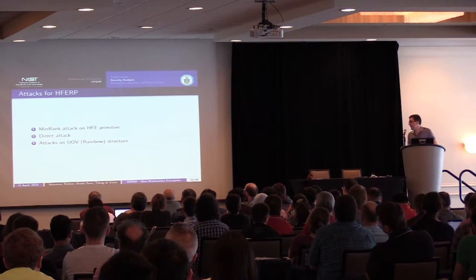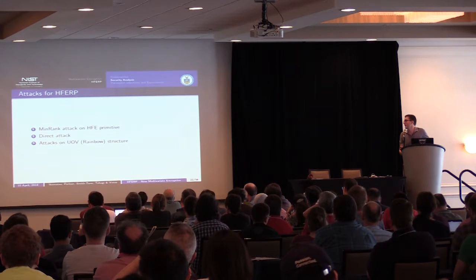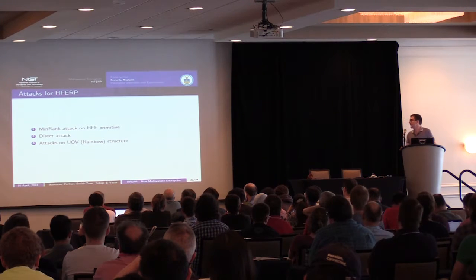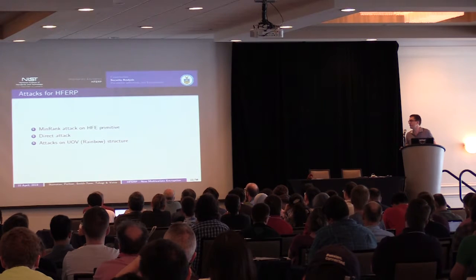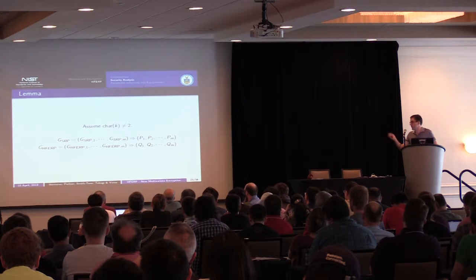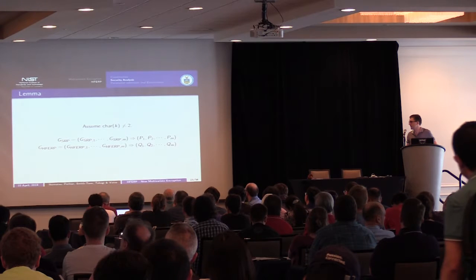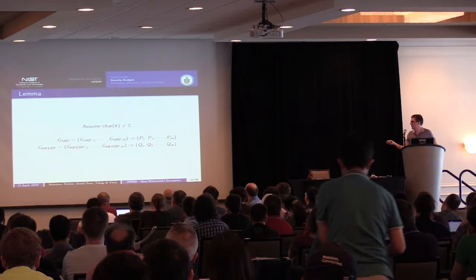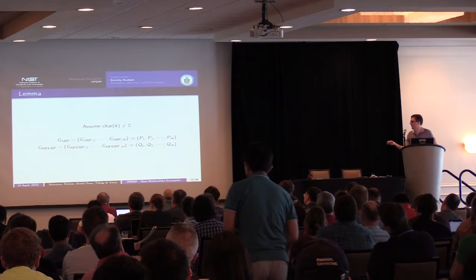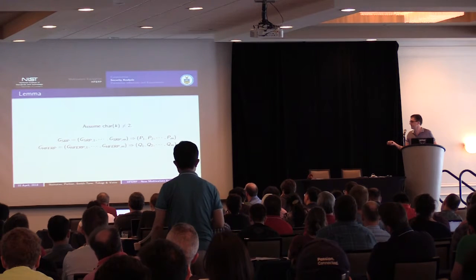Okay, so let's look at the attacks briefly. We have three classes of attacks that we look at, and we look at different versions of these in the paper. We're using odd characteristic for our construction, so let's assume odd characteristic for simplicity. And to establish notation, we'll call Q1 through Qm the public quadratic forms.